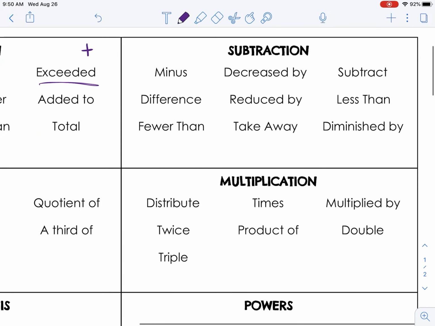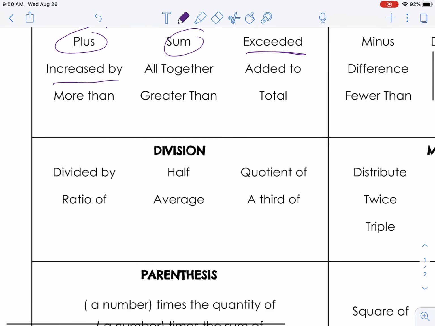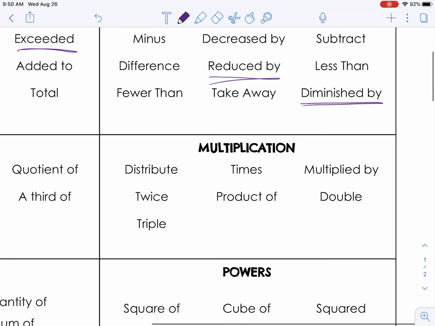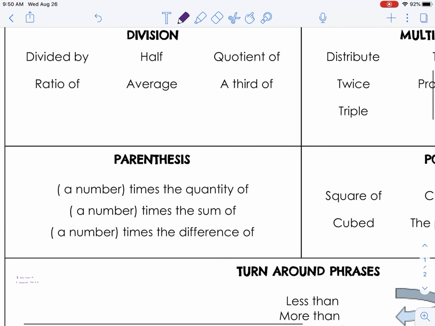Take a look at those subtraction words. Again, we're familiar with a lot of them. Some of them are tricky, like diminished by, reduced by. Here's some division words. Some multiplication words. Parentheses words, so these are a little different, but it just means we're using parentheses.